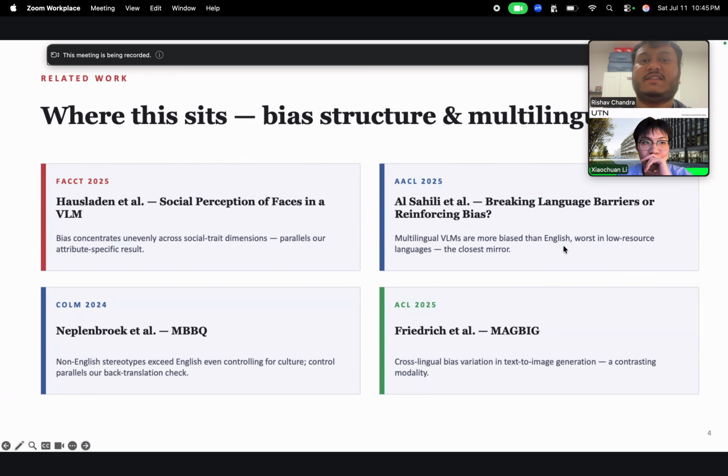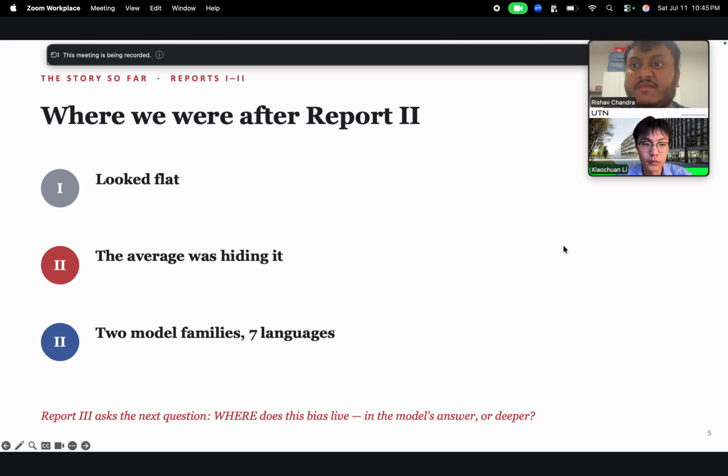Where this sits, bias structure and multilingual, is related work that we've discussed in reports 1 and 2. So, there is certain related work that we've done previously.